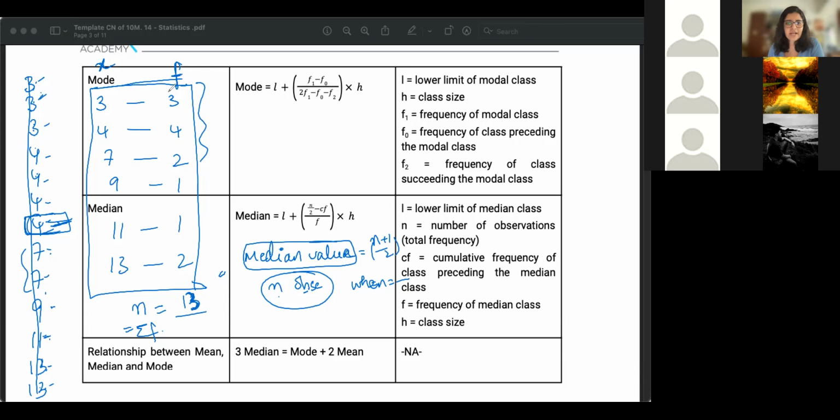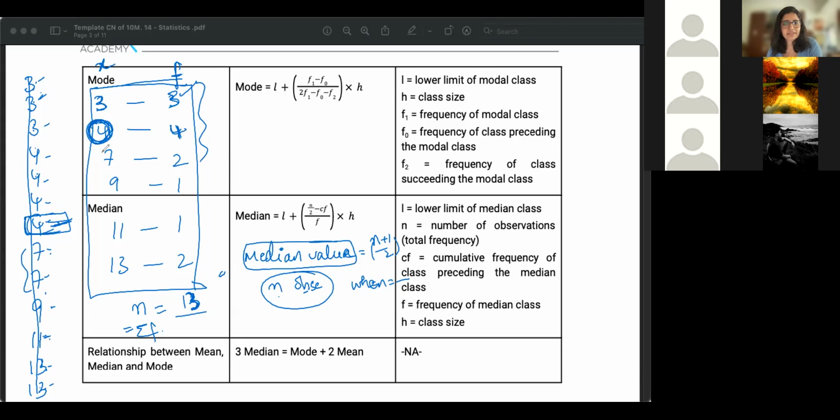So here we have 3 values, 3 of them are 3. So 1, 2, 3 is done. Now 4, 5, 6, 7. So 4 of them are 4, which means 4th, 5th, 6th, 7th. So the 7th value is 4. So that's how you can figure out the median in a grouped data.